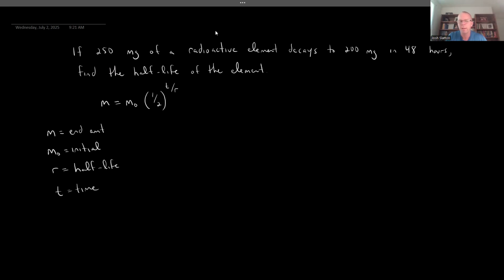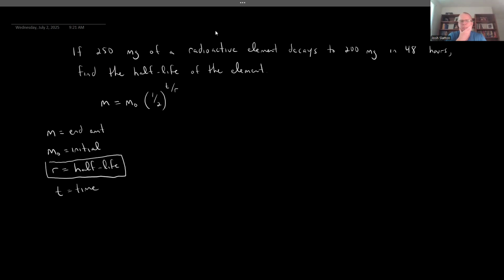So R is a constant. T would be the input variable. And so what are we looking for? We're looking for the half-life, so we're looking for R. We should be able to find all of the other variables in the problem here. So we have 250 and we have 200. Which one would be the initial amount?